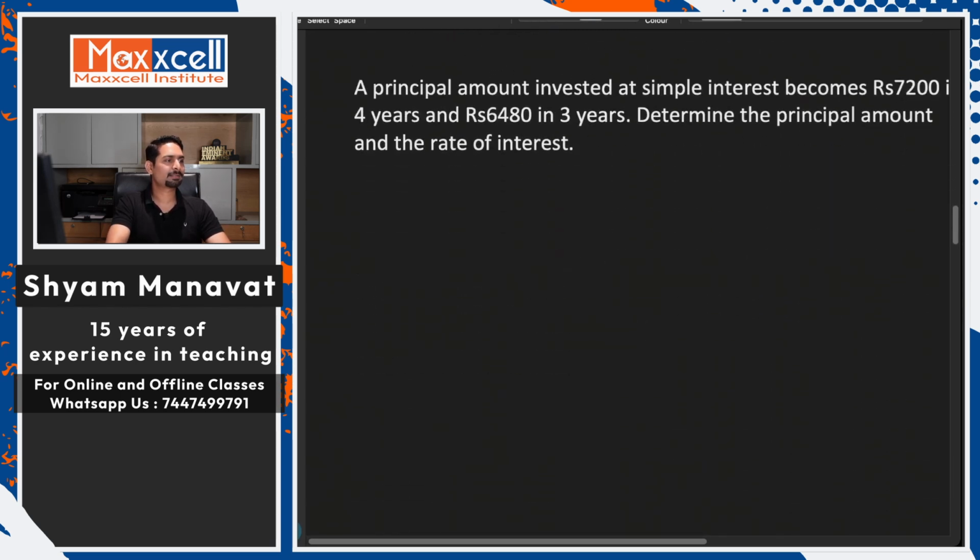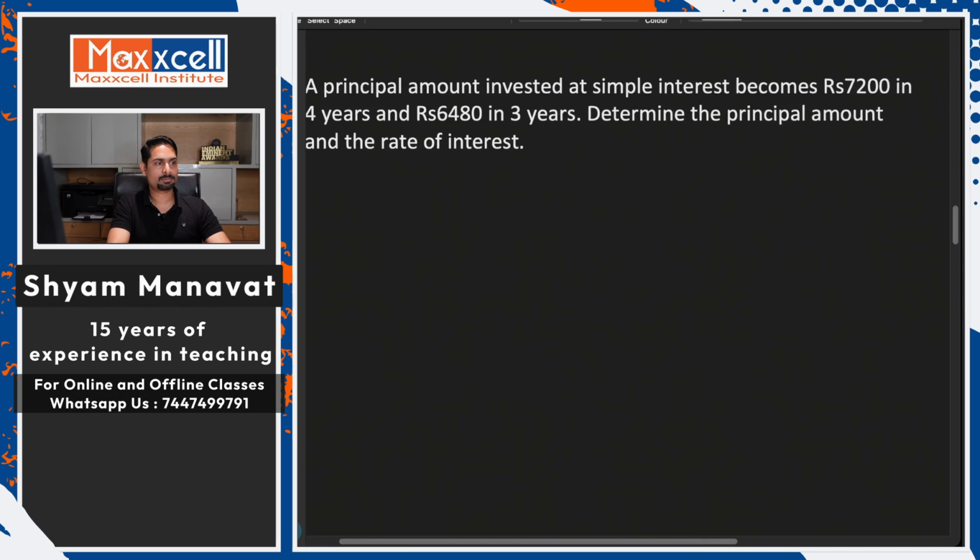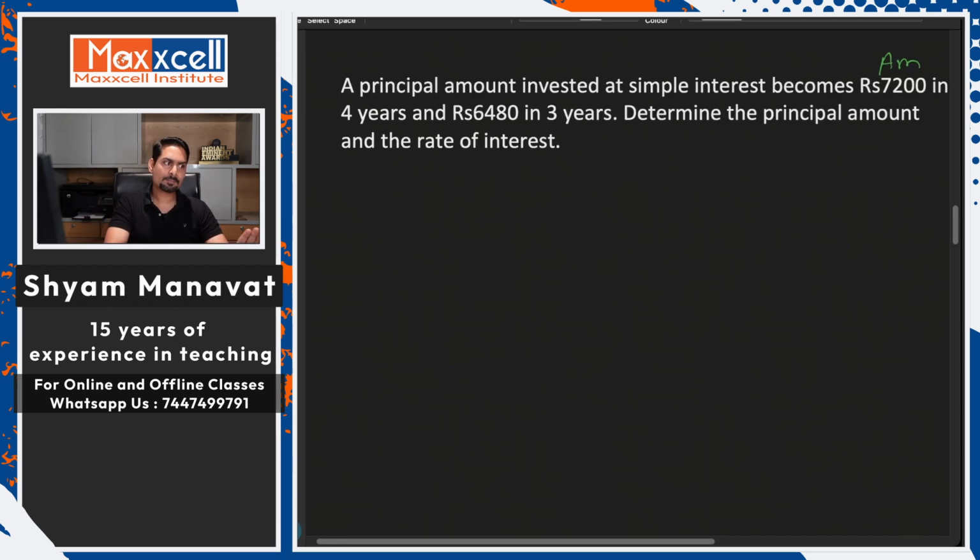The next question: a principal amount invested at simple interest becomes 7,200. So what is this 7,200? Tell me. Yes, it is the amount. The principal becomes this much, so this is the amount, in 4 years, and 6,480 in 3 years. That means they are talking about the same principal. No problem. Determine the principal amount and the rate of interest.